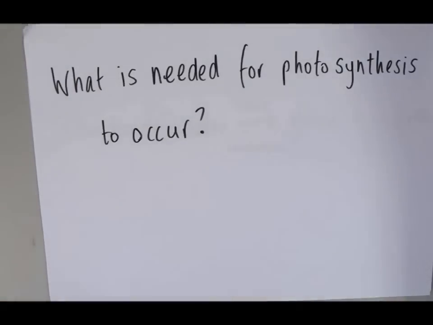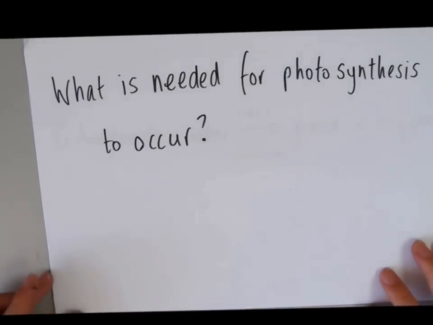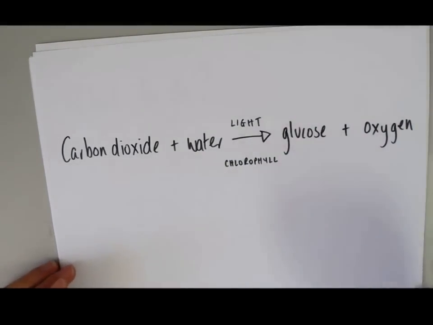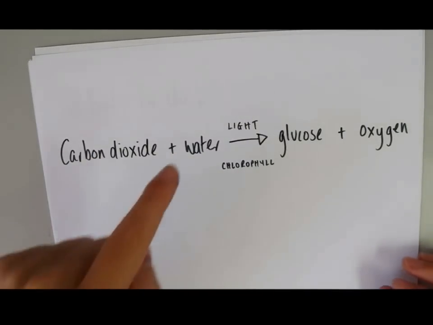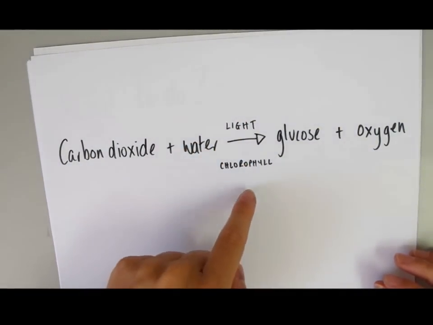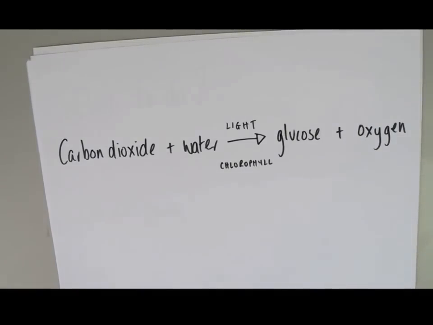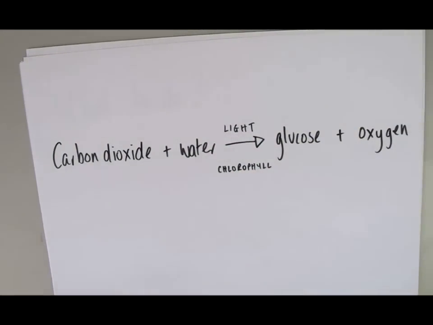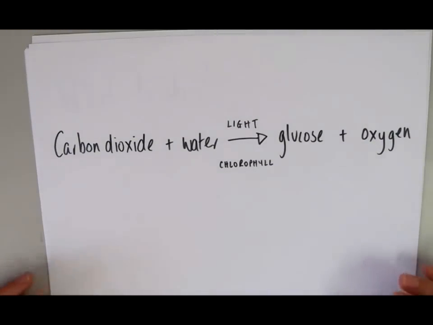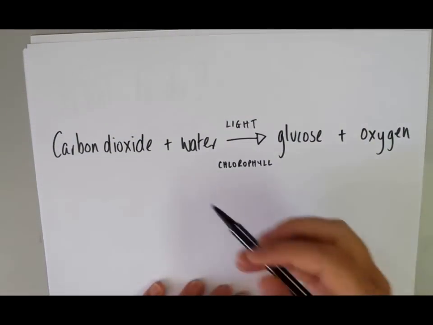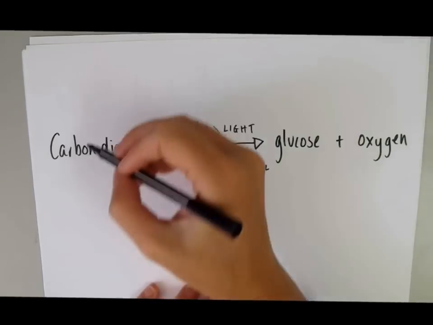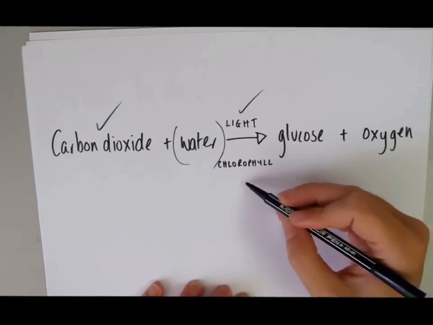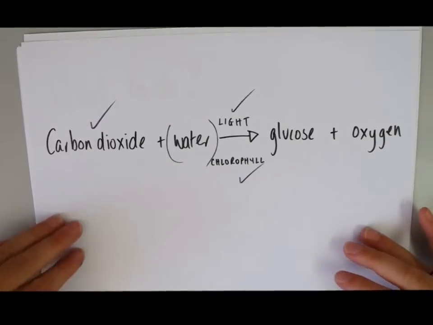But what are we actually going to do? Well, first of all we need to think what is needed for photosynthesis to occur. If we look back at our equation, we're going to need carbon dioxide, water, light, and chlorophyll. Now the problem is, if you do anything that gets rid of water in the plant, you tend to kill the plant, because water is required for such a great amount of metabolic function. So we can't really test for the presence of water, but we can test to check that carbon dioxide is required, that light is required, and that chlorophyll is required. And that is exactly what we're going to do.